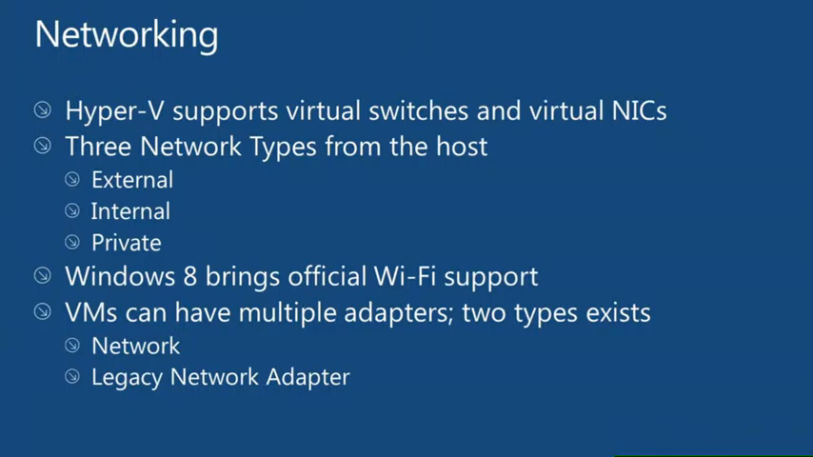An external network means the virtual machine is on the network like any other machine. It's going to try and get an IP address from your DHCP service. It's going to look for DNS services on the network like any real machine. Internal means it's visible to the host it's running on and other virtual machines, but not outside. And private is for VMs only talking to themselves. Really straightforward. Windows 8 brings official Wi-Fi support.